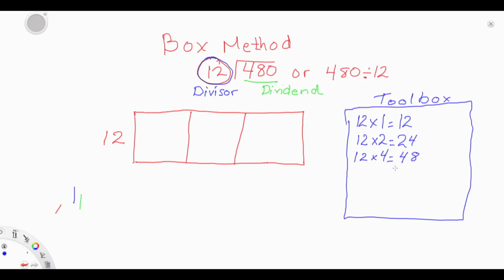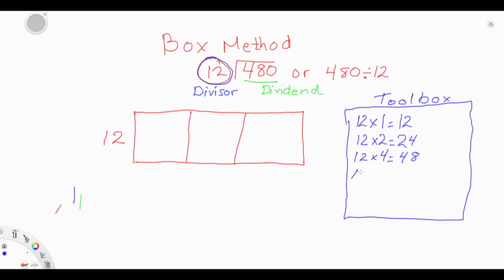Now, one other thing I'm going to also show you, as you can see, my dividend. In your toolbox, you want to get as close to your dividend as possible without going over. Now, I can double the factor, double the product all day, and this will help me in some of my workout. But your goal is you want to take a big chunk out of this 480 once you start doing your workout, and you will see what I mean.